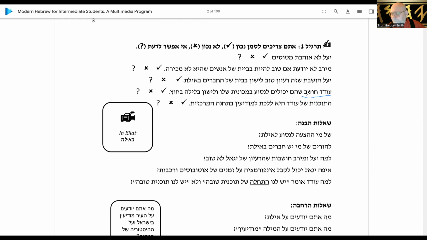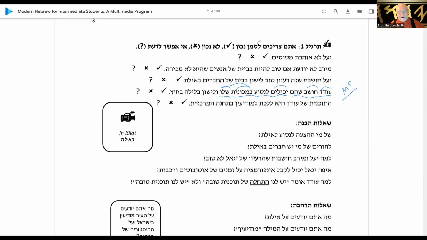Odet choshev shehem, I think it's choshev. Odet choshev shehem. Because Odet is masculine singular, that they yochlim, can, linsoa, travel. Odet choshev shehem yochlim linsoa b'mekonit shelo, in his car. So there it is, in his car.